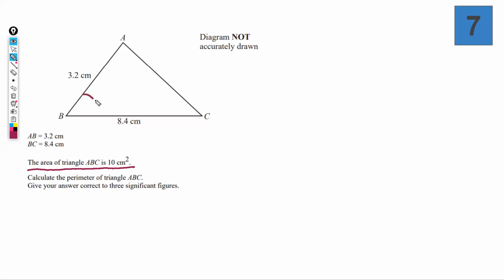I'll give you a hint. Try to find this angle first. Once you get this angle, everything will fall into place. And to find this angle, you're using this formula. Remember how you find the area of a triangle? A half ab sine C, right? This is a general formula that they give you. A and B are the two sides, and C is the angle in between. So you might have to transpose to find angle B.